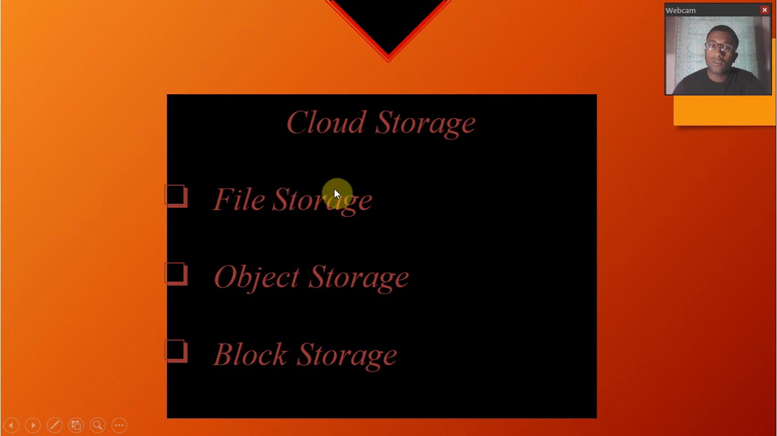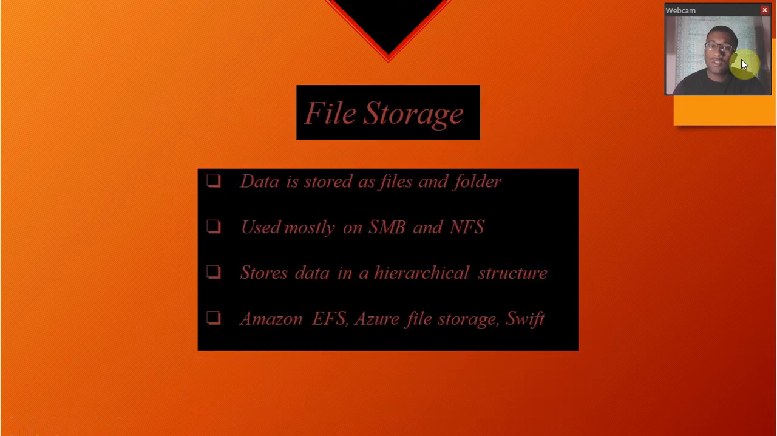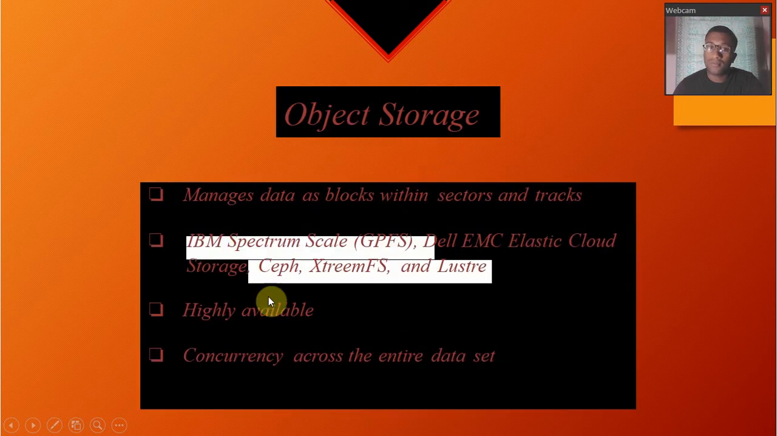Then in cloud storage, there are three types. File storage, object storage, and block storage. Inside file storage, data is stored in files and folders, and SMB is used by the Windows platform, and NFS is used by Linux platforms. And this data is stored in hierarchical structures. Examples are Amazon, Azure file storage, and Swift, which use this kind of file storage system.